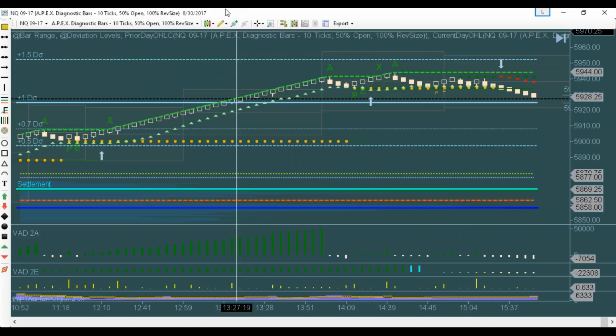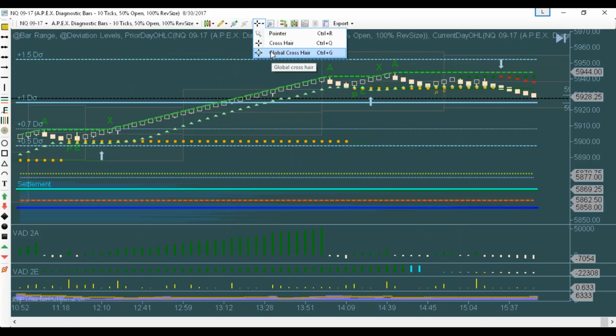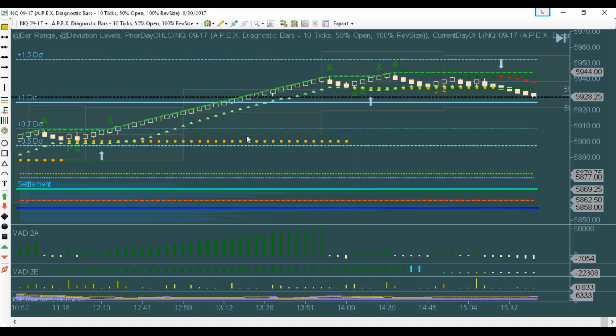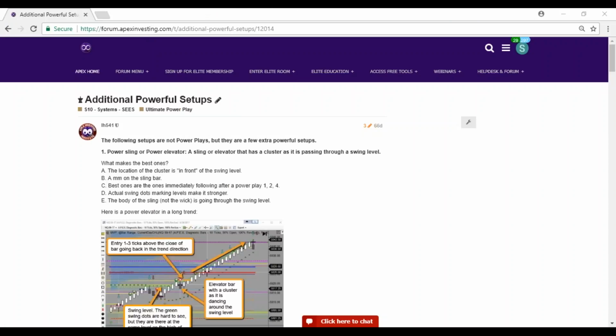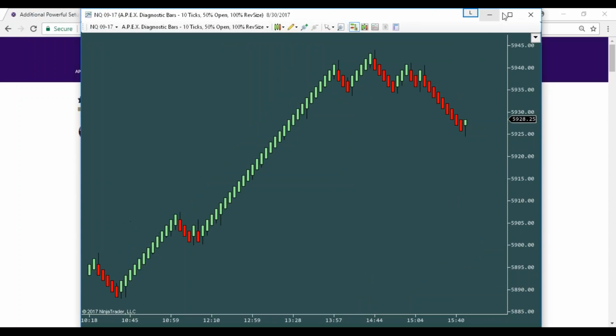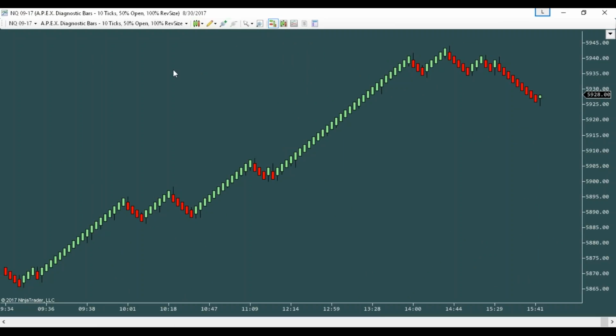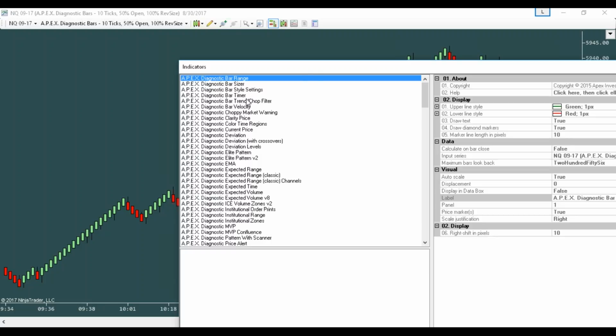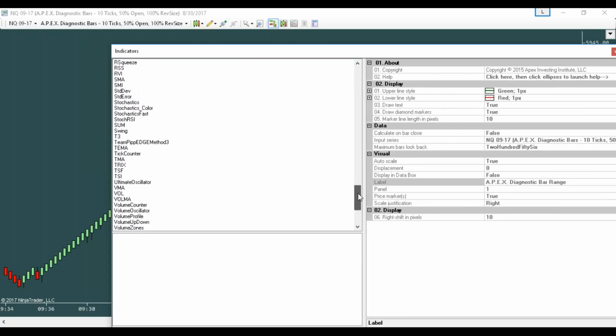Is everybody familiar with these dots right here? I know there's a lot of stuff on this chart. See these dots here? Let me show you on a clean chart. Okay, here's a clean chart with just diagnostic bars of the NASDAQ, and let me pop the swing indicator on here real quick.